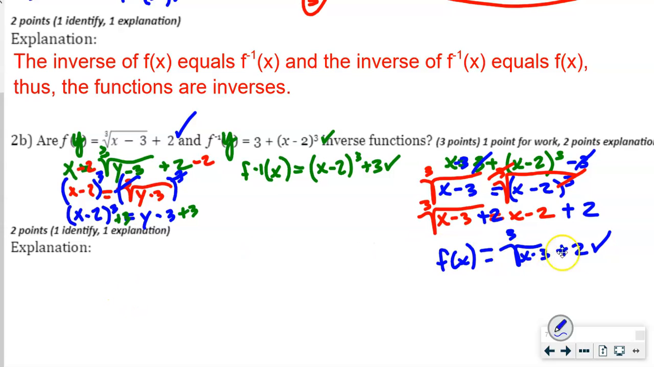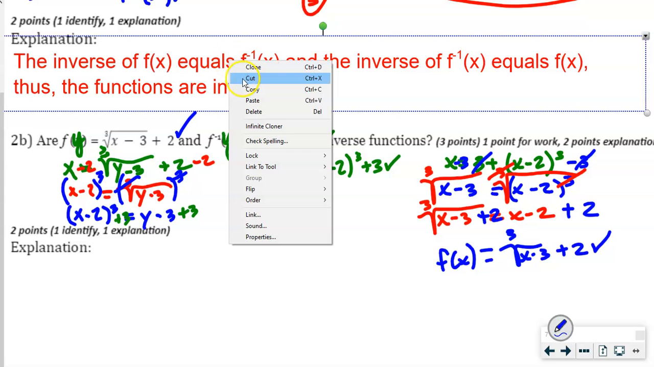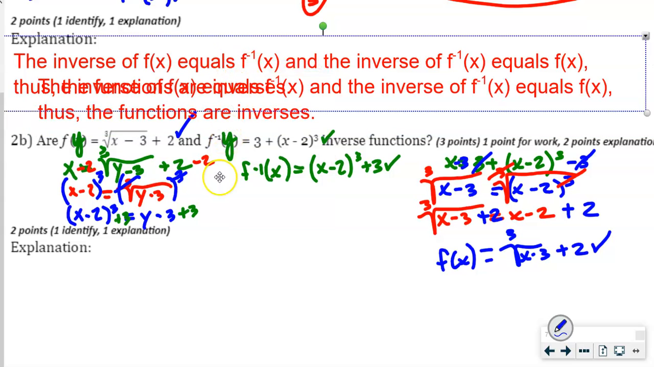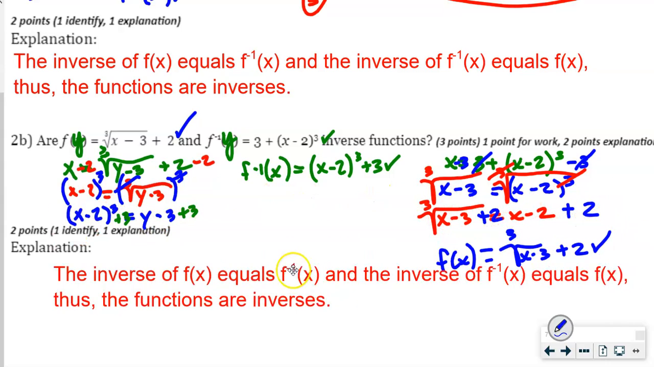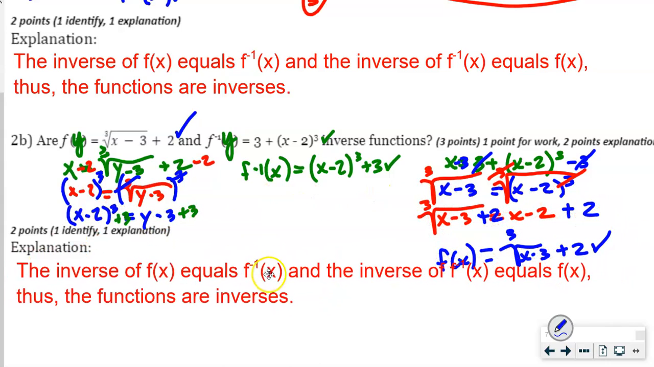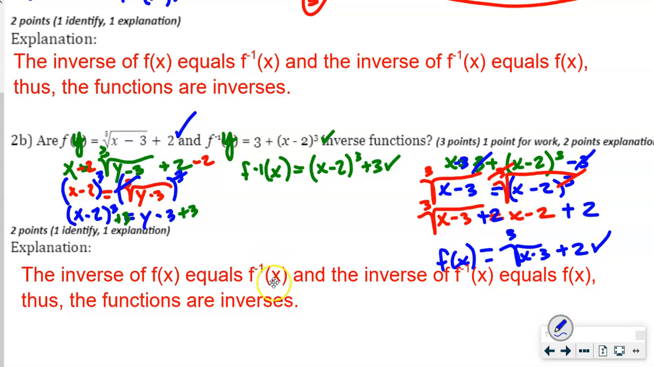So it does. This checks out. The f of x is the same function up here. So we're going to do the same thing we did a second ago. We're going to clone this and bring this down here, maybe. Because the answer is the same, isn't it? The inverse of f of x equals the inverse, and the inverse of the inverse equals f of x. Thus, the functions are inverses, okay?